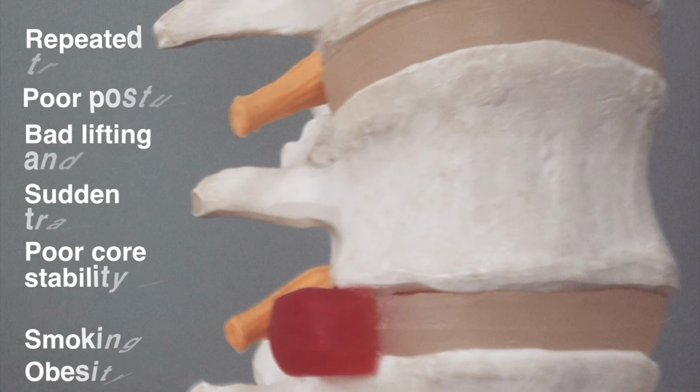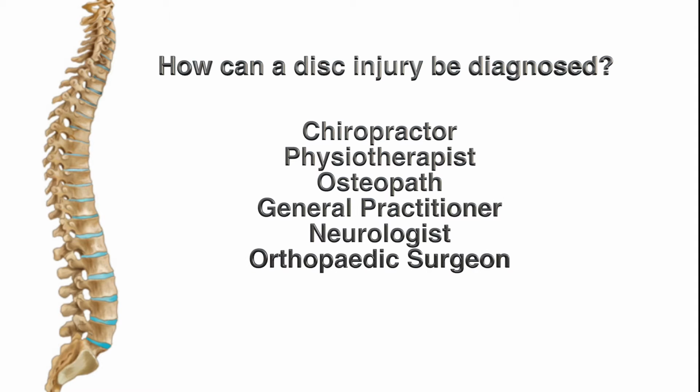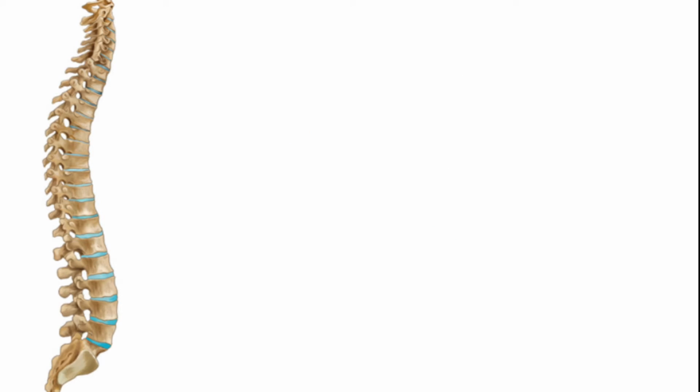So how can a disc injury be diagnosed? You need to see a healthcare professional, such as a chiropractor, physio, osteopath, or even a GP, a neurologist or an orthopaedic surgeon if the problem is serious. They can do certain tests: muscle strength tests, reflexes, they'll palpate the spine, do orthopaedic and neurological tests, and review your symptoms and history. They'll also usually do an MRI or a CT scan, which is a more definitive way of determining what sort of disc injury you have, if you do have one. Now, how can it be treated?